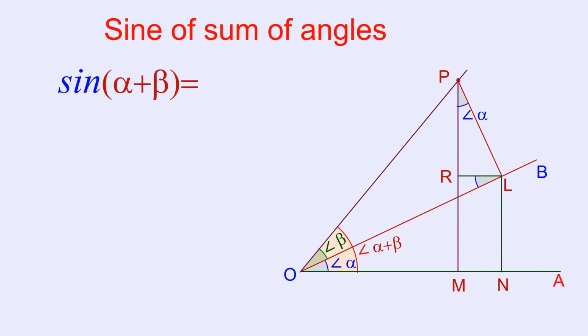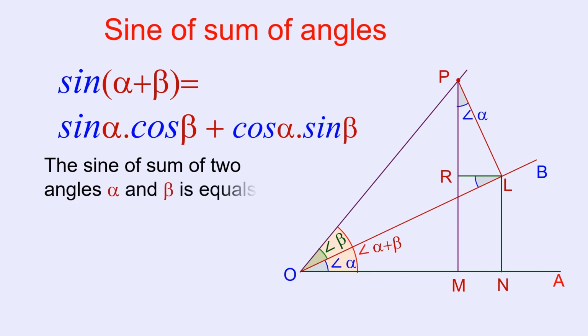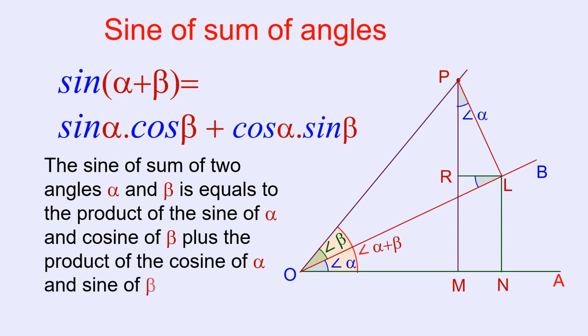The sine of sum of angles. Sine alpha plus beta equals sine alpha into cos beta plus cos alpha into sine beta. Again, note that the sine of sum of two angles alpha and beta is equal to the product of the sine of alpha and cosine of beta plus the product of the cosine of alpha and sine of beta.